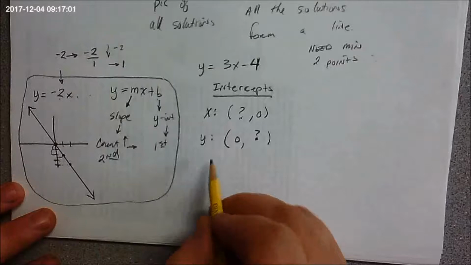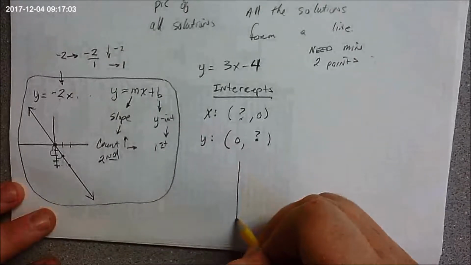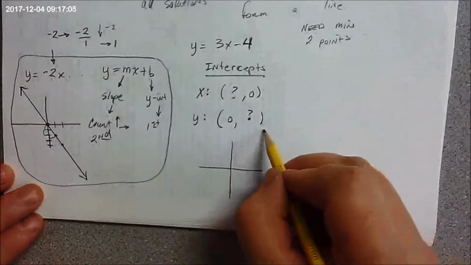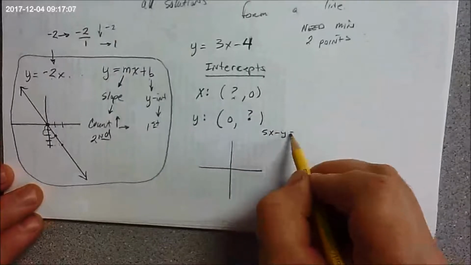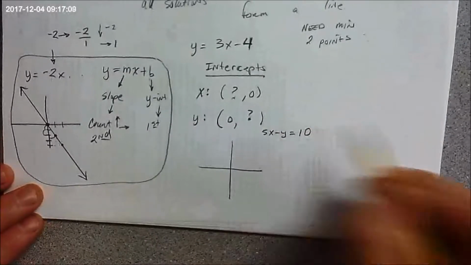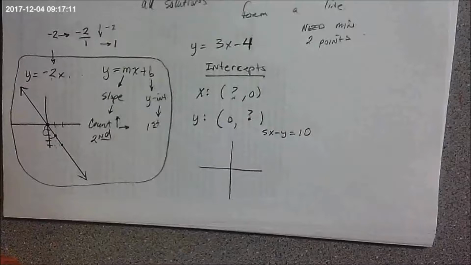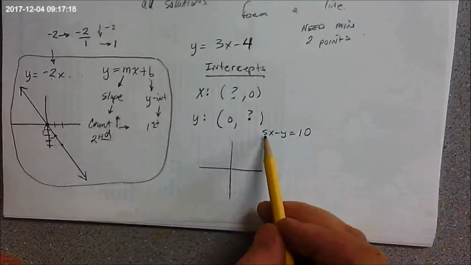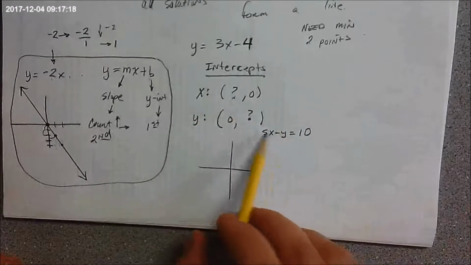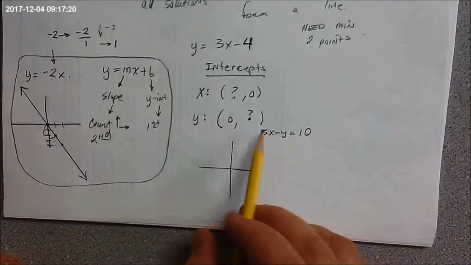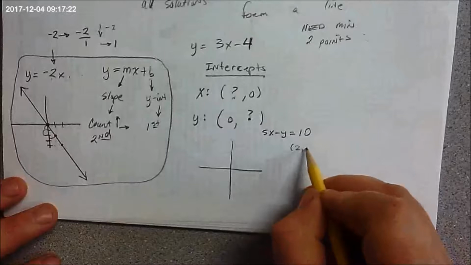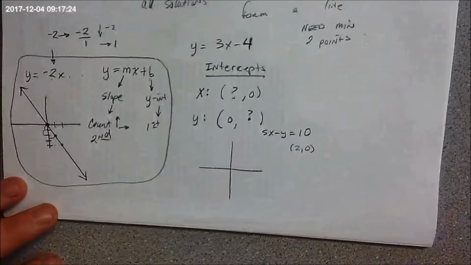So let's see here. Let's say we had 5x minus y equals positive 10. So Hazel, you see that the x-intercept, I put a 0 for y. So 5 times what is 10? 5 times 2. So 2, 0. That would be my x-intercept. I'm going to say that's right there.